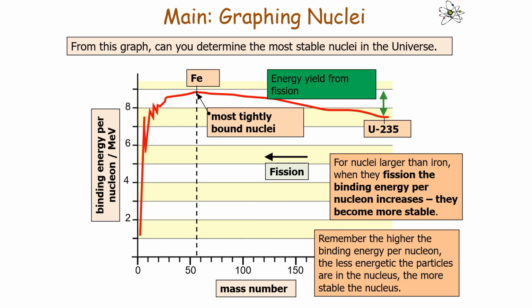Now, for nuclei larger than iron, when they fission, the binding energy per nucleon increases, so they become more stable. So again, remember, the higher the binding energy per nucleon, the less energetic the particles are in the nucleus, the more stable they are, so this energy can then be released in the nuclear fission process.